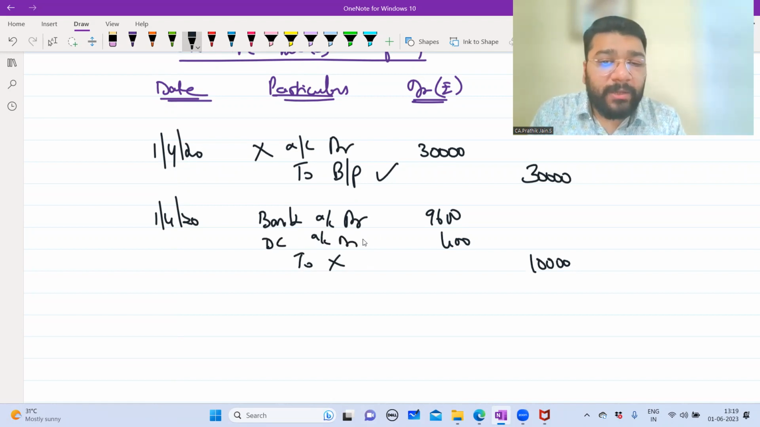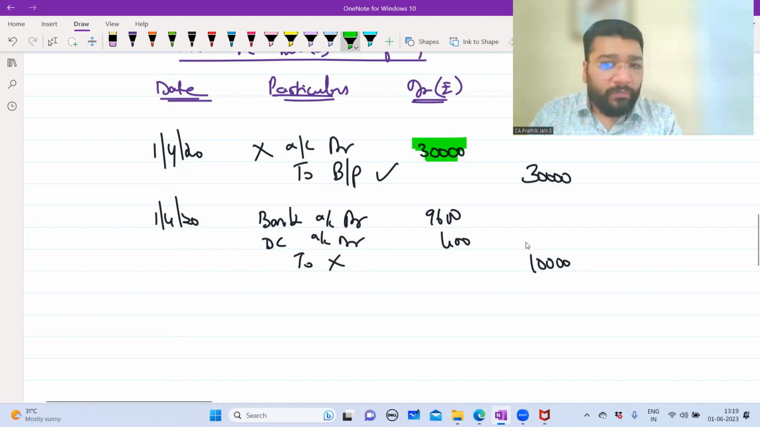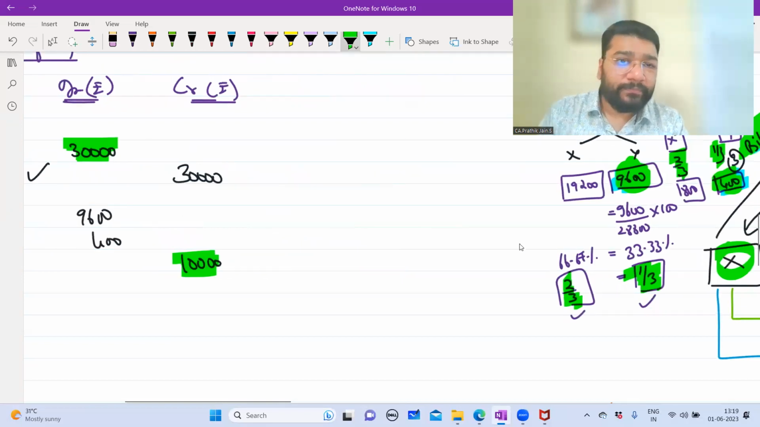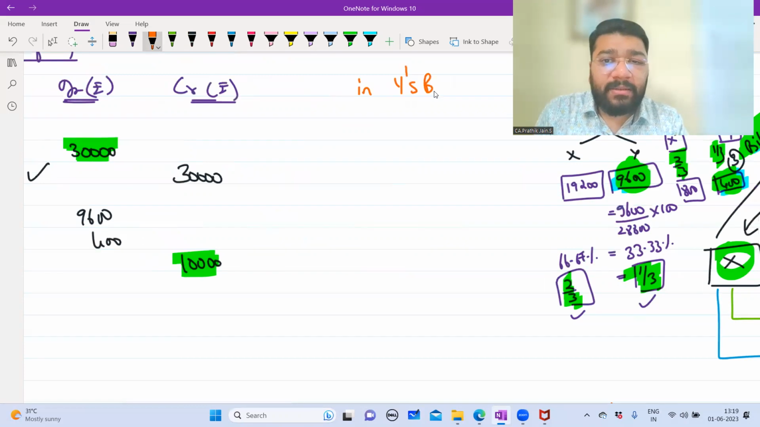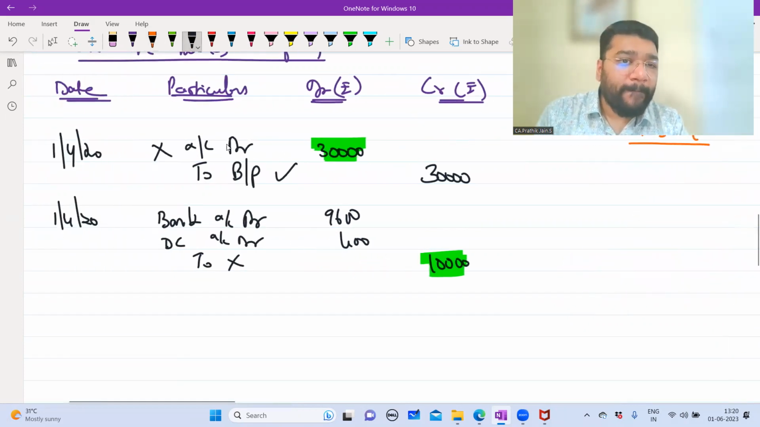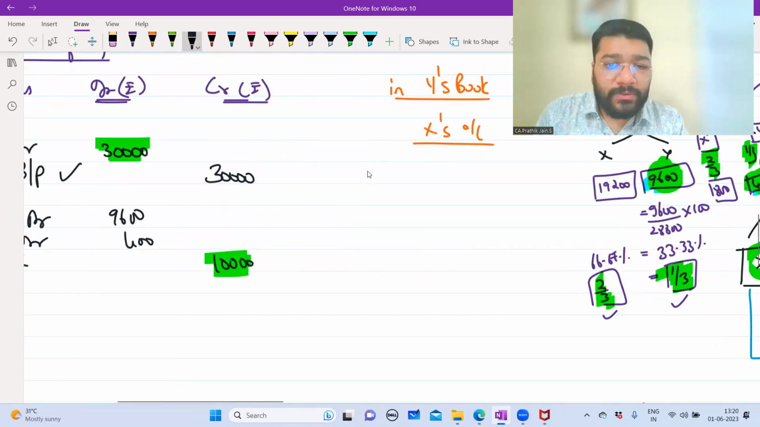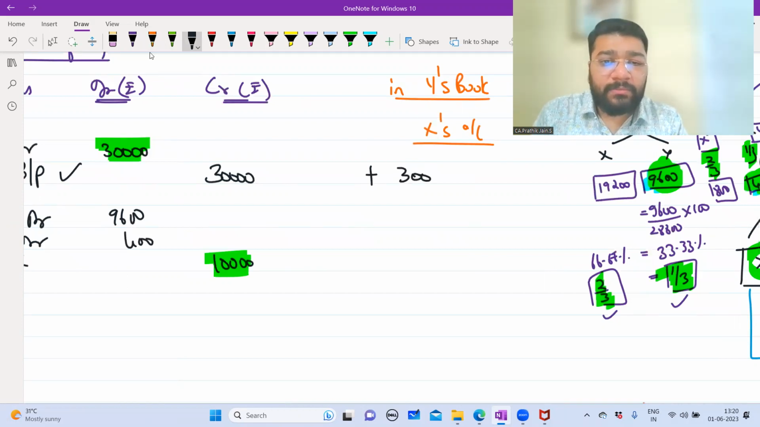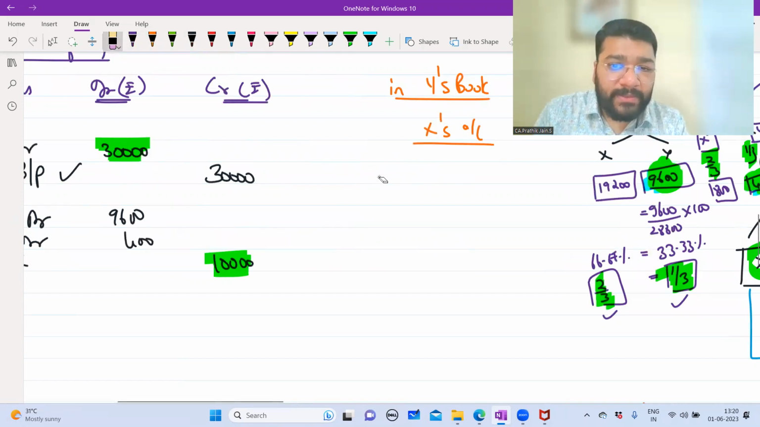Discounting charges account debit. So guys, we have to receive from X 30,000 rupees, out of which X has settled 10,000 rupees. So we'll parallelly open the statement here. In Y's book, X's account. So originally X was debit 30,000. So plus 30,000 debit. I'm just leaving some space here. Plus 30,000 debit.